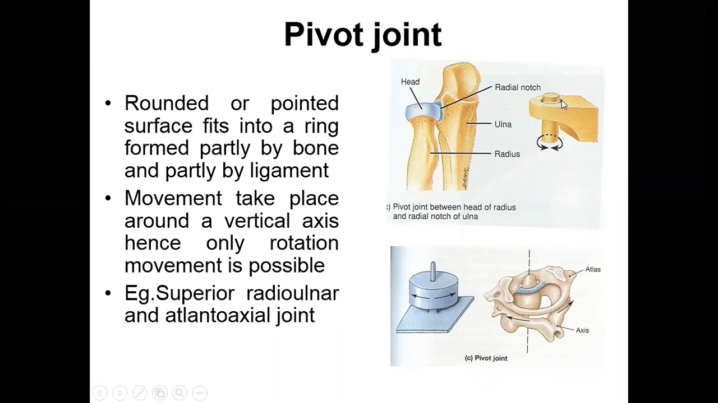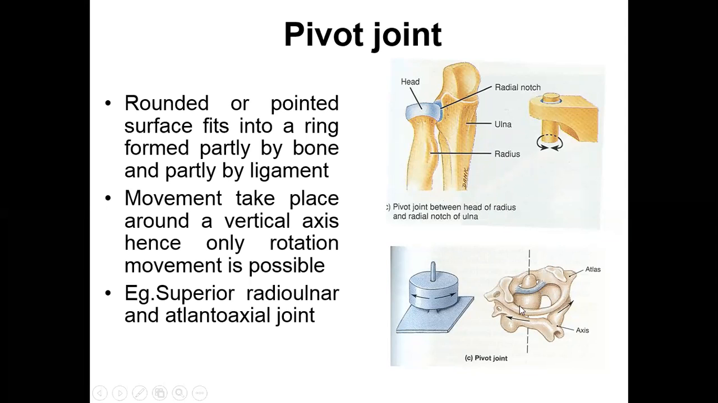Now, somewhere here you have the ulna, part of the ulna, and this part is formed by a ligament, which is called annular ligament, and this is the radius. So now we can see a pointed surface which is going to rotate on a ring, and this ring is partly formed by the bone and the annular ligament. Annular ligament is not shown in the figure, but you have to imagine that.